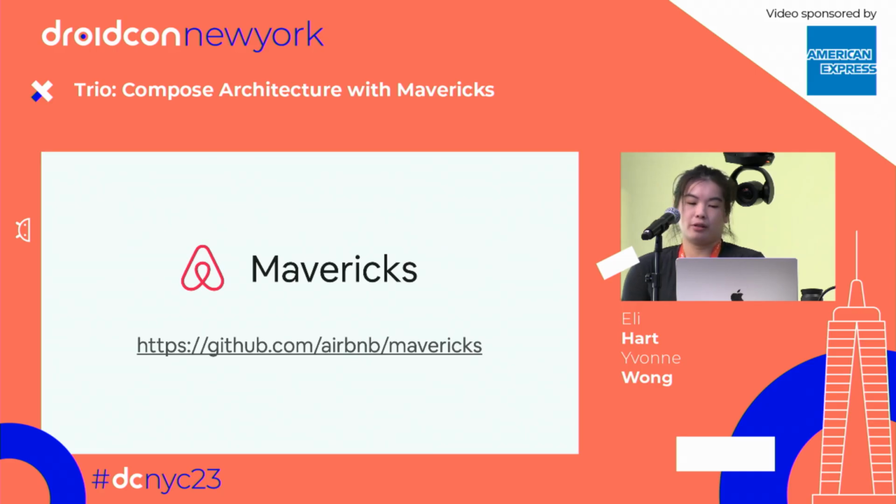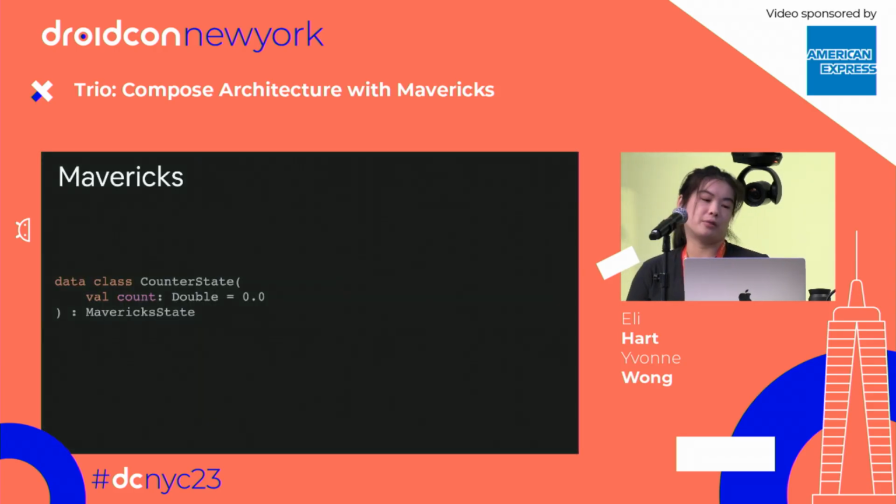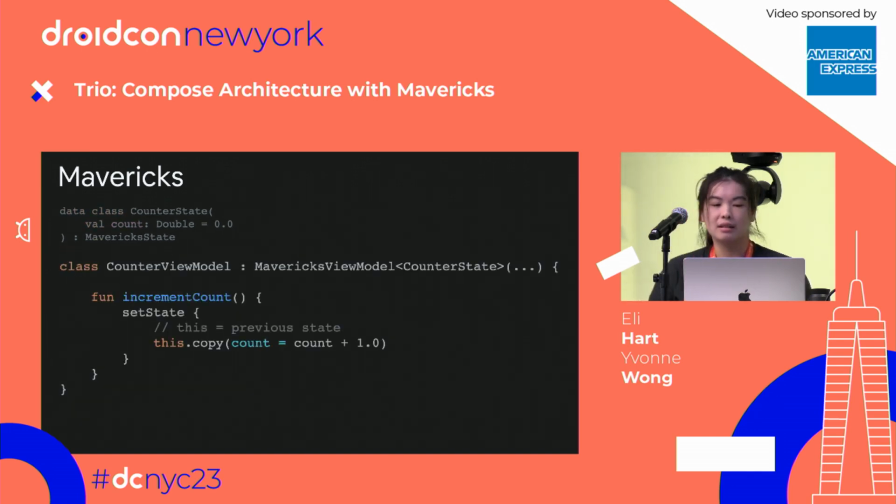So for those of you unfamiliar with Mavericks, I'll explain briefly how it works, since that will be important in understanding Trio. At a high level, Mavericks is fairly straightforward. It enforces the pattern that all data exposed by the view model must be contained within a single data class. In this simple counter example, this will be the current count. State properties can only be updated in the view model via calls to setState.